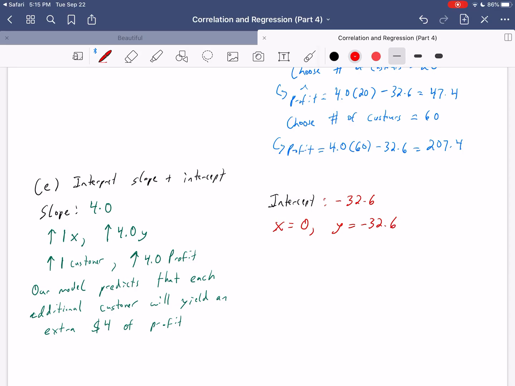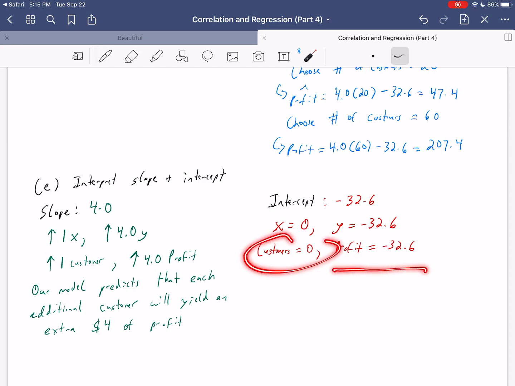So what does x being 0 mean? That means when your customers are equal to 0, your profit is supposed to be negative 32.6. Now, negative profit might not initially seem to make sense, but keep in mind a negative profit would be a loss, right? It'd be losing money. Does it make sense to lose money if nobody shows up as a customer? For sure, right? You probably have some fixed costs like paying employees or ingredients or whatever. That's definitely going to contribute to a loss if no one buys anything.